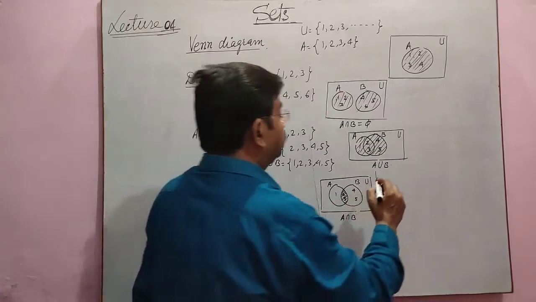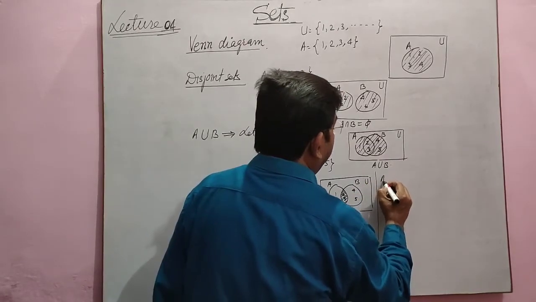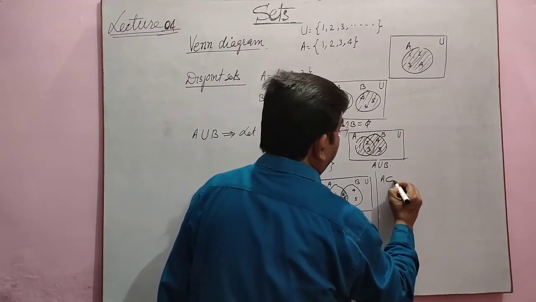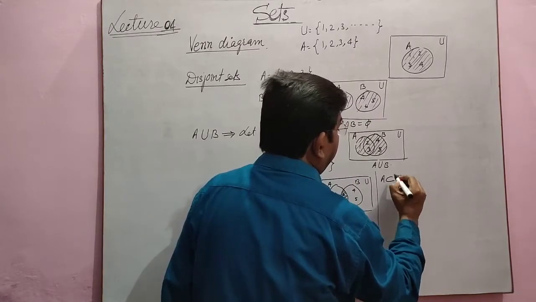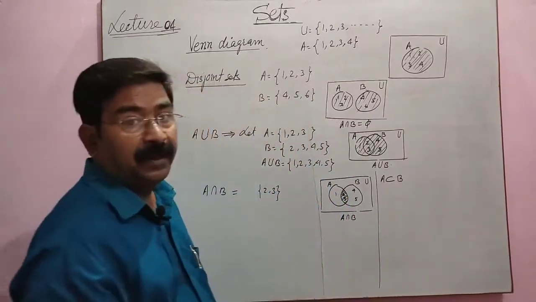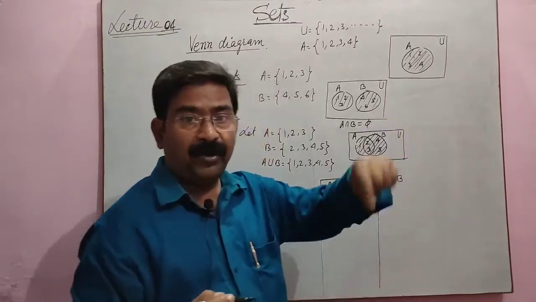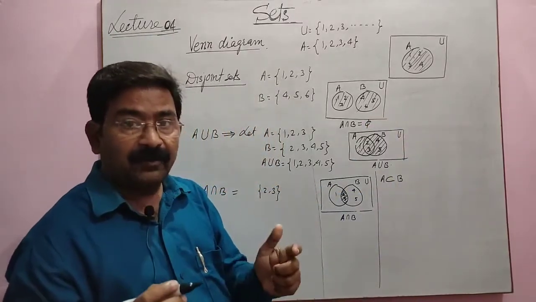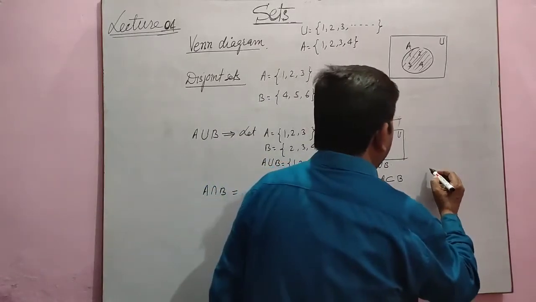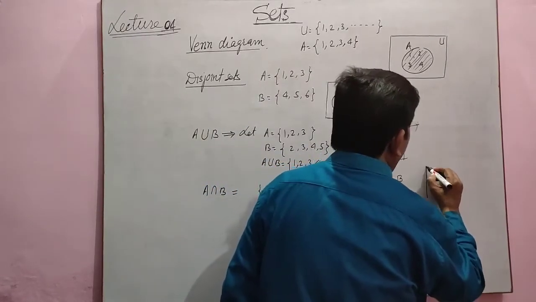When we show A is subset of B, it means all the elements of A are found in B. Let's see this one.